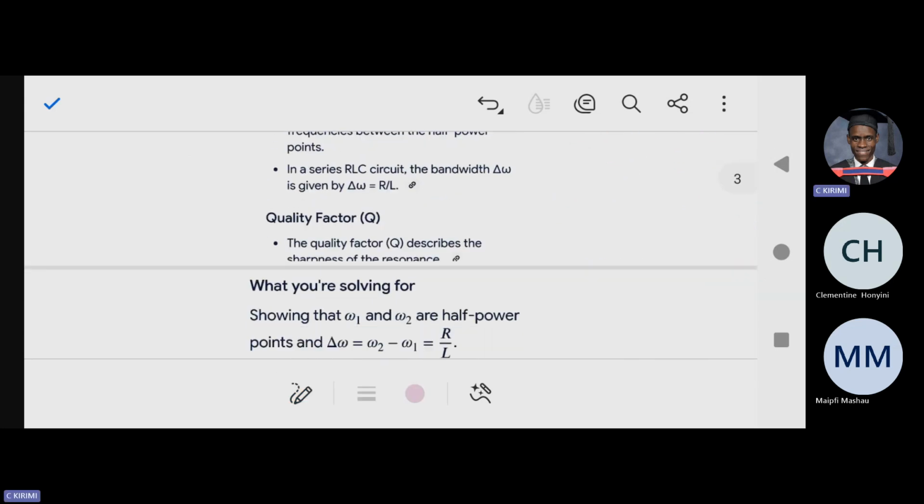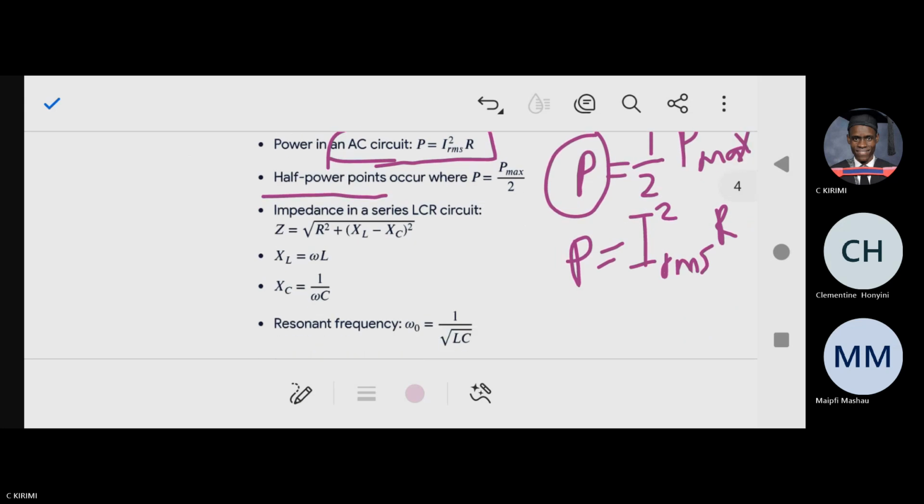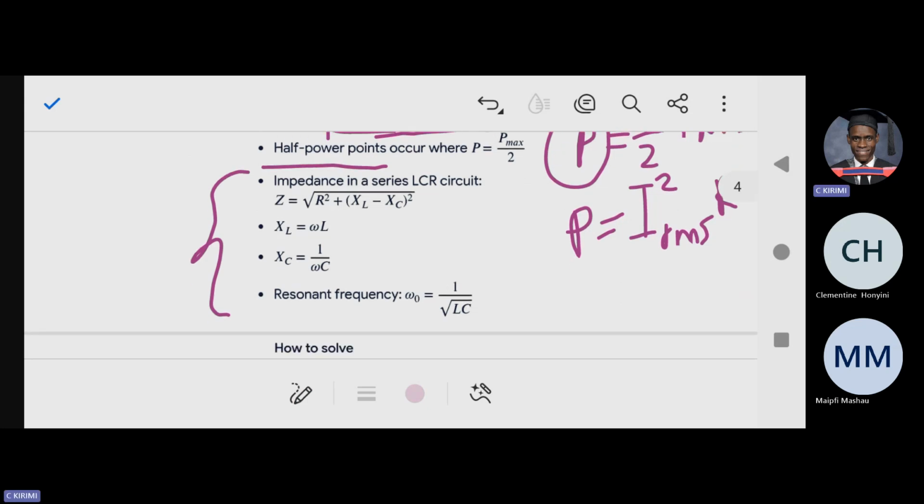So this is what they are referring to here. I RMS multiplied by the resistance. So those are the two formulas that we are going to be using. The other ones are just for general knowledge, which you must just know when you are preparing for your exam. But for now, answering our question A, we need those two formulas.